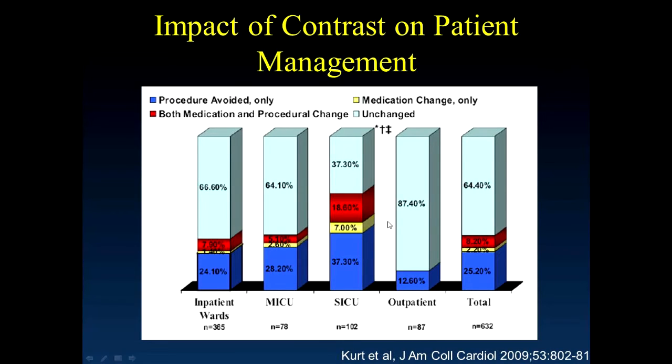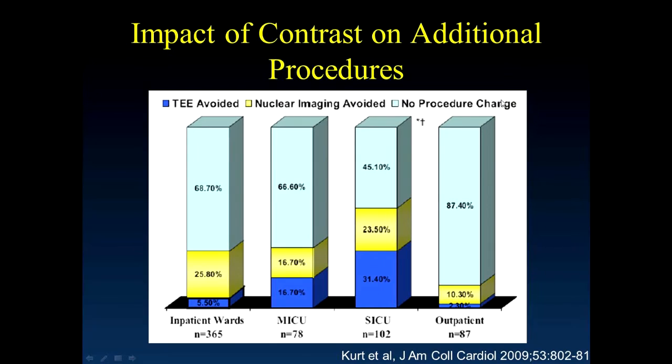The impact of contrast was greatest in surgical ICU patients, where nearly 40% of additional procedures were avoided. 7% of patients had medication changes made to their management, and nearly 19% of patients had both medication and procedure changes made based on the information provided by the contrast-enhanced images. This graph shows the impact of contrast use on avoiding additional procedures, mainly transesophageal echocardiograms and nuclear studies, which could be avoided once information from contrast-enhanced images was provided to the referring physician.